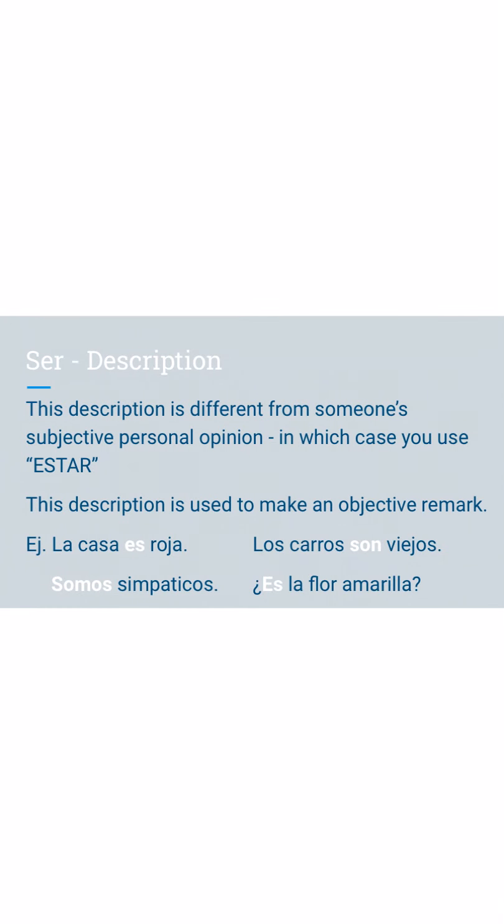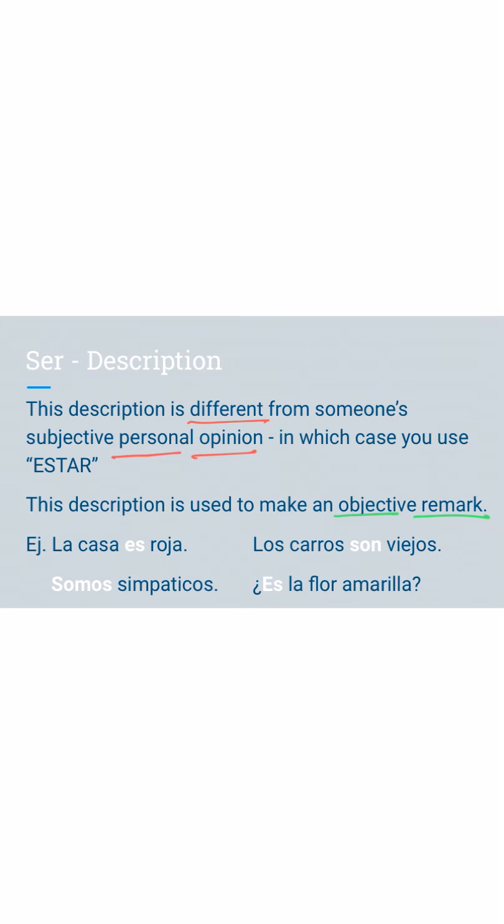All right, so the first one that we're looking at here, again, is description. So this is different than someone's personal opinion, all right? Very, very different from the personal opinion, in which case you use estar, right? You say, wow, she looks beautiful. Someone else can say, I don't really think so. So it's different here. This description is used to make an objective remark, right? It is what it is.